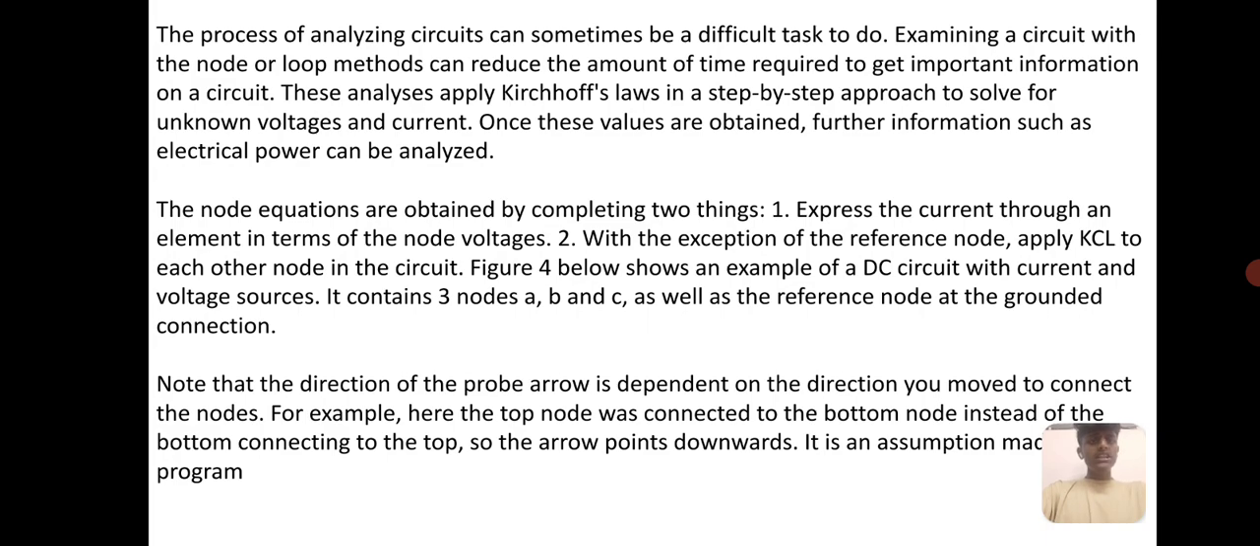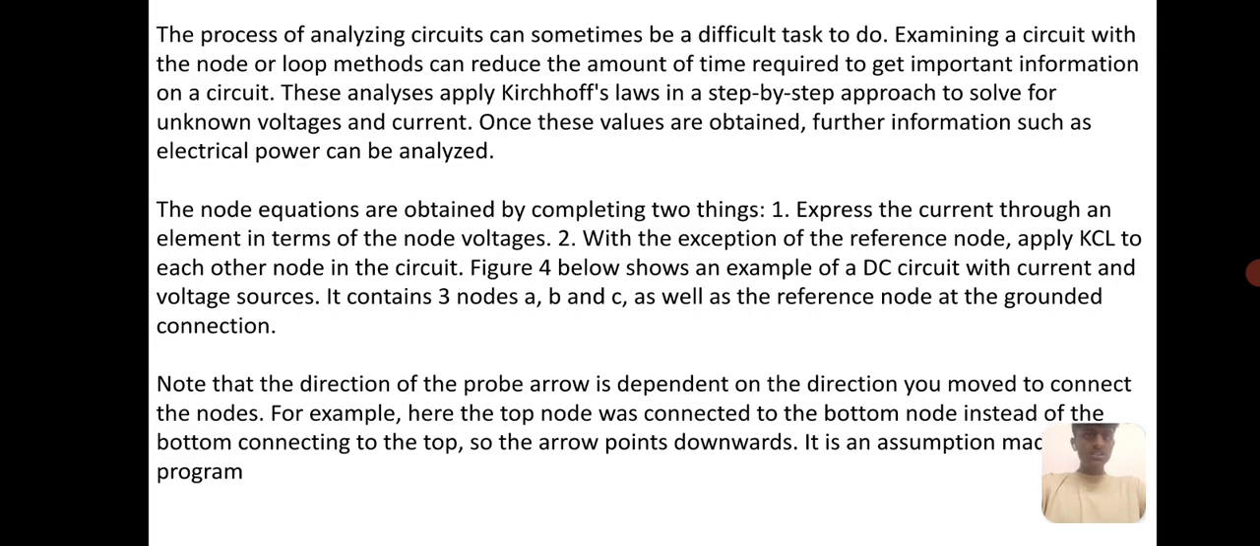The node equations are obtained by completing two things. First one is to express the current through an element in terms of the node voltage. Second one is applying KVL to each node in the circuit. Figure 4 below shows an example of a DC circuit with currents.